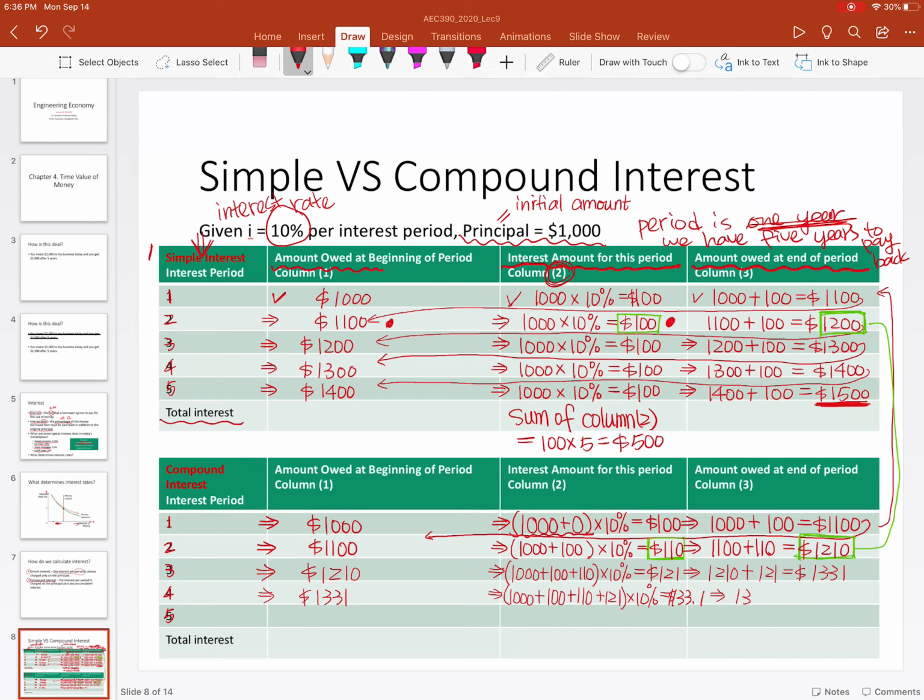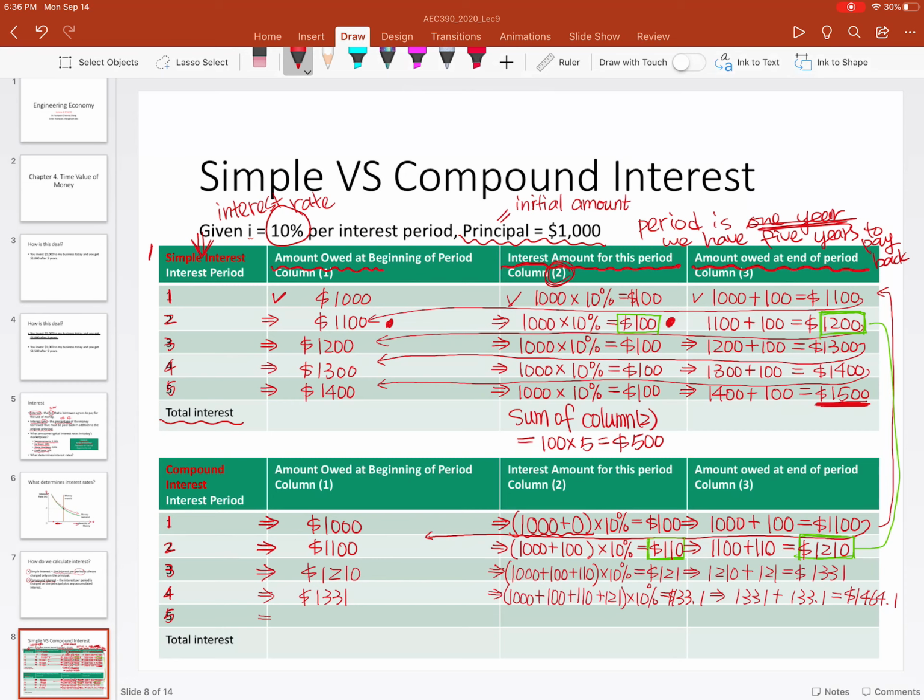So now how much do you owe at the end of the fourth year? It will be what you owe at the beginning of the fourth year, 1,331, plus this 133.1 interest. So the total amount will be 1,464.1.